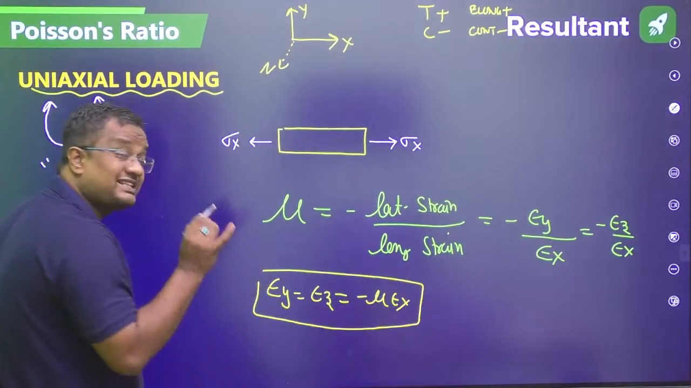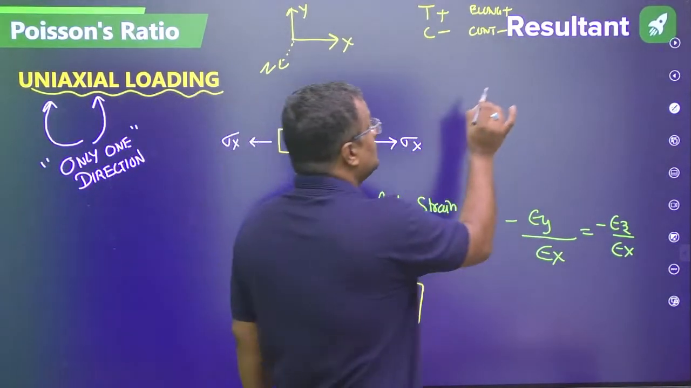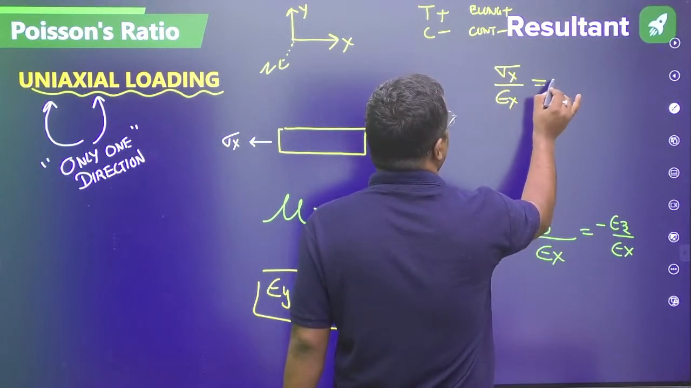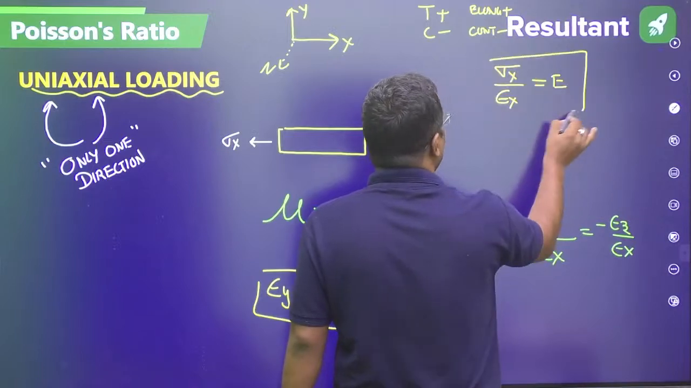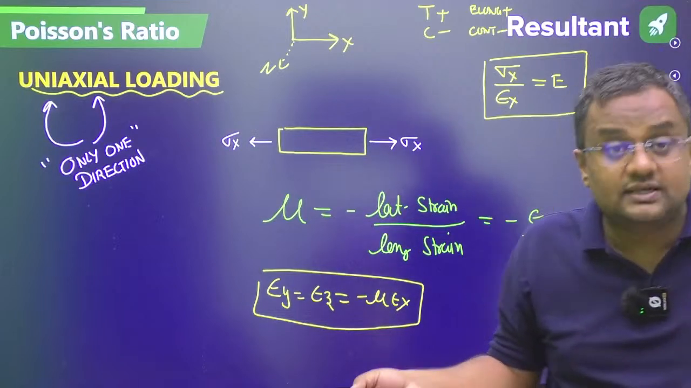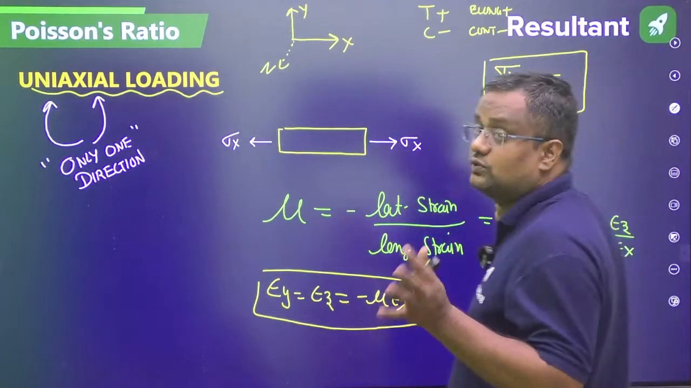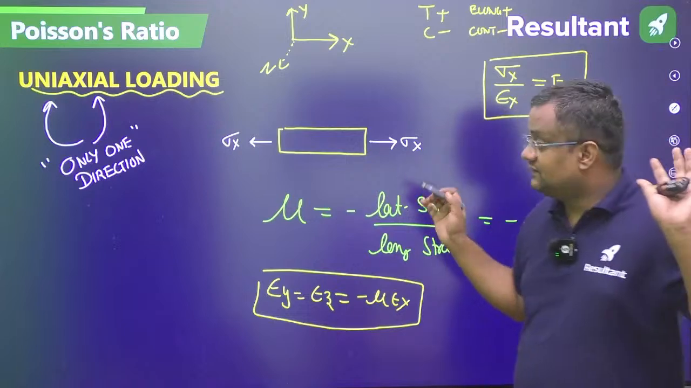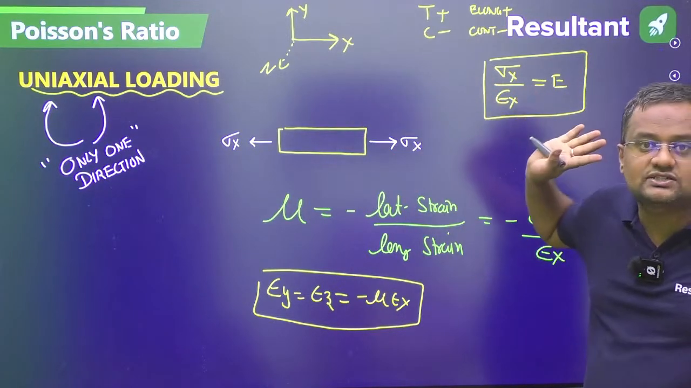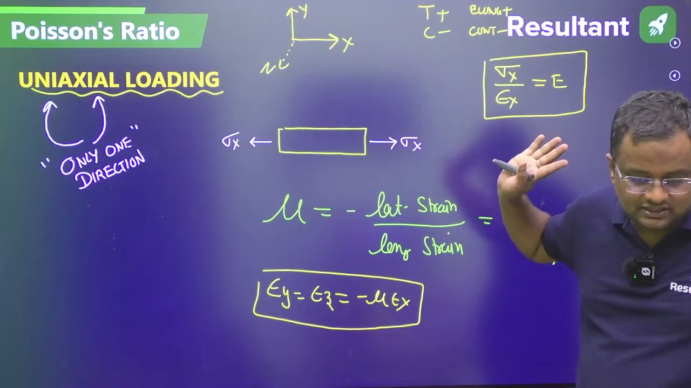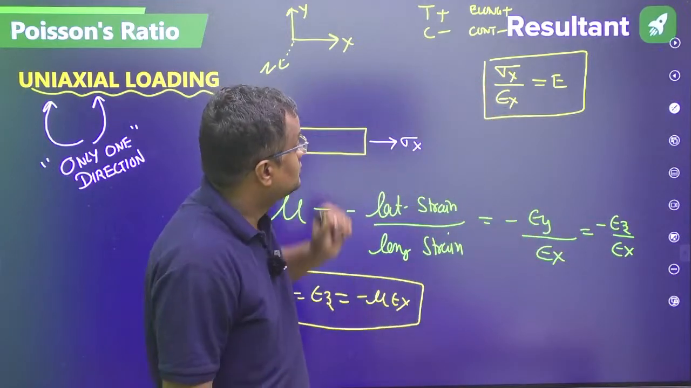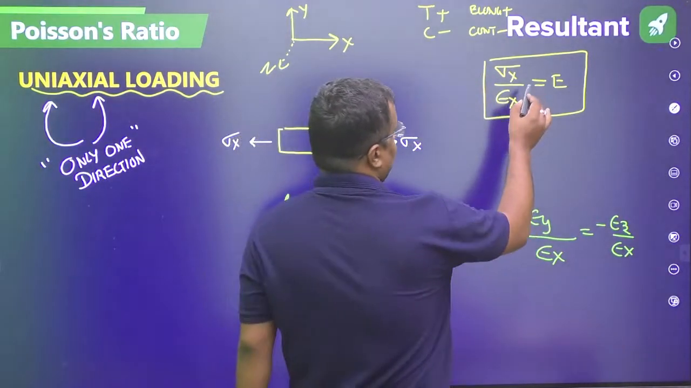Now guys, stress by strain is equal to Young's modulus, but only in case of unidirectional loading. You can write sigma x by epsilon x is equal to Young's modulus. Many students, and unfortunately some teachers also, don't know that this is only for unidirectional loading. If suppose load is acting on sigma y, then you cannot write sigma x by epsilon x is equal to Young's modulus. Stress by strain is equal to Young's modulus only in case of unidirectional loading. So here sigma x by epsilon x is equal to Young's modulus.